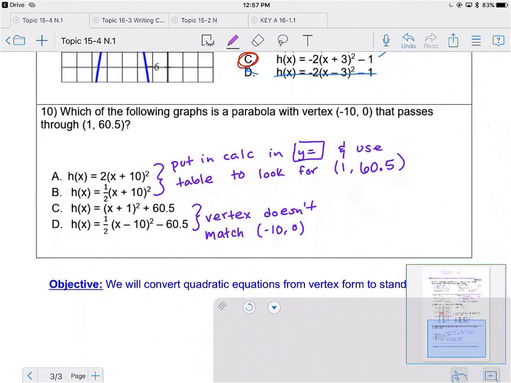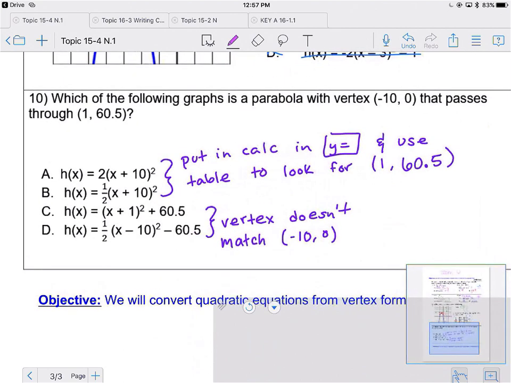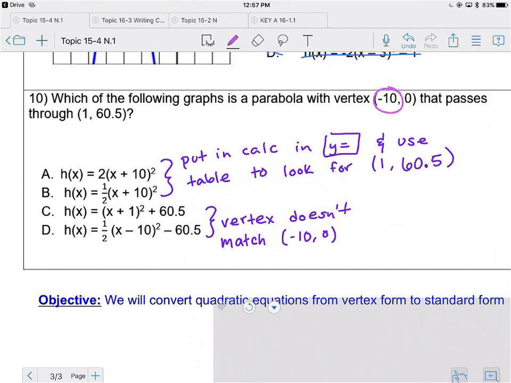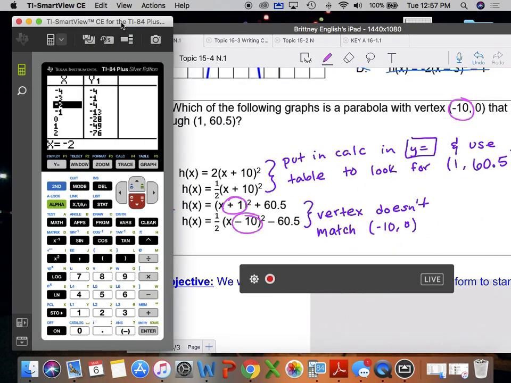Problem 10 asks me which of the following graphs has the vertex of -10, 0 that passes through 1, 60.5. So I can see this needs to be the opposite. So +10, +10, C and D do not match. The vertex would not match there. So no matter what I'm thinking, it's not C or D. From here, we're going to put these in the calculator and look in the table for my point. So that's kind of the easiest way to do this.